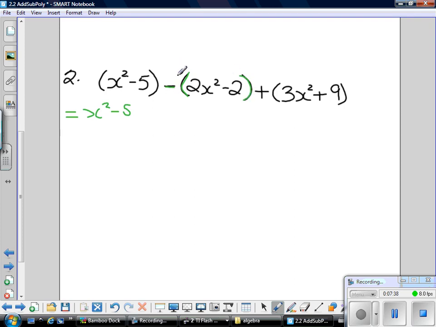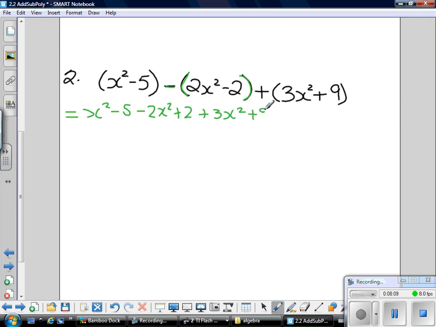So when I take the bracket off the second polynomial, right now it's a positive 2x squared, so it's going to be a negative 2x squared. It is a negative 2, so the opposite of that would be a positive 2. And then my third polynomial is being added, so all I have to do is just take off the bracket of it. So I have a plus 3x squared plus 9.